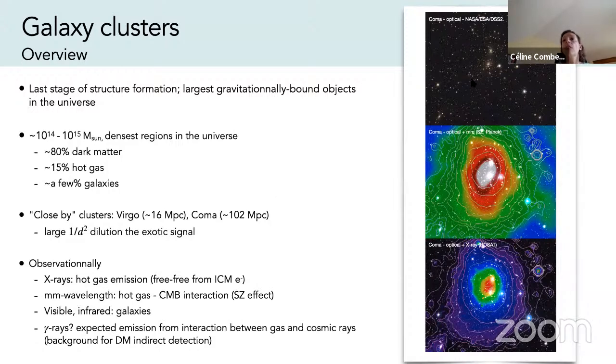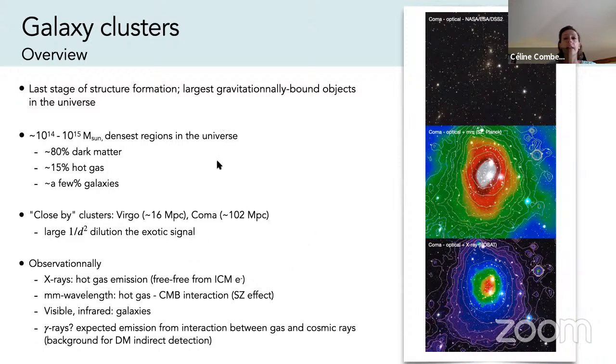And at visible wavelengths, you're seeing the galaxies. And in terms of gamma-ray background, there is an expected emission that should come from the interaction of the gas and cosmic rays. But to date, I don't think there is any definite measurement.